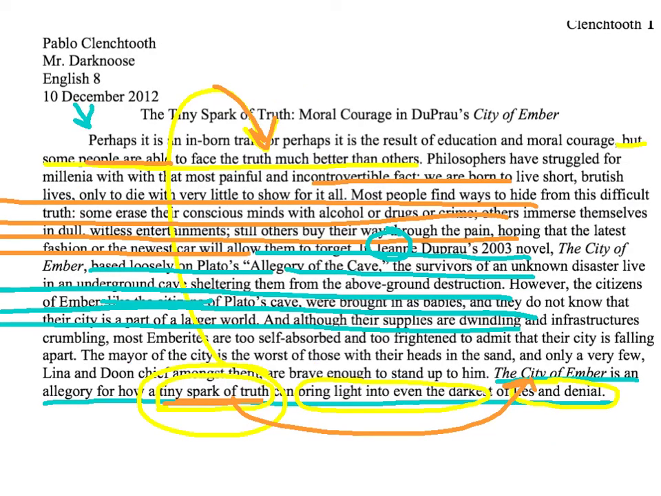And then finally, at a certain point, I am specific enough where I'm ready to talk about this notion of hiding from the truth in the context of the city of Ember, and that gets me to the point of my claim. So it's really all about reverse planning. Claim first, outline, and then introduction.